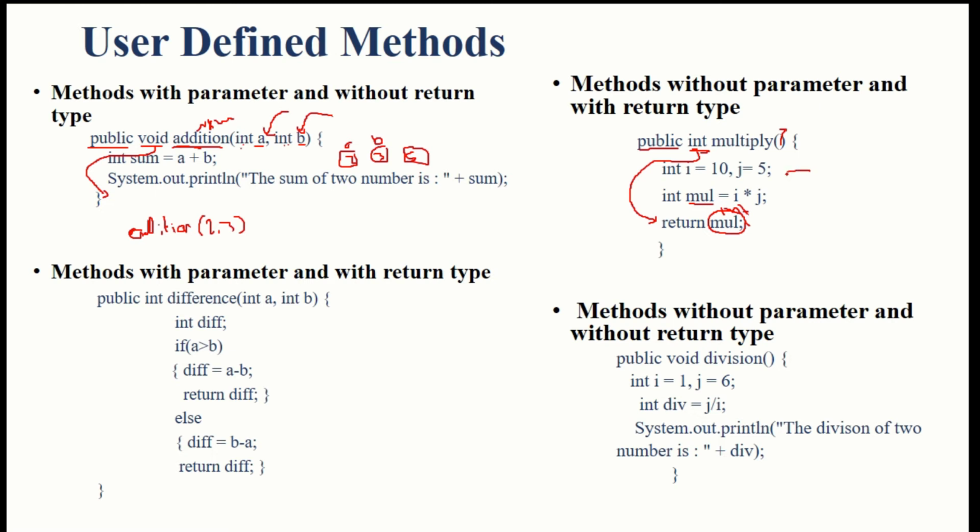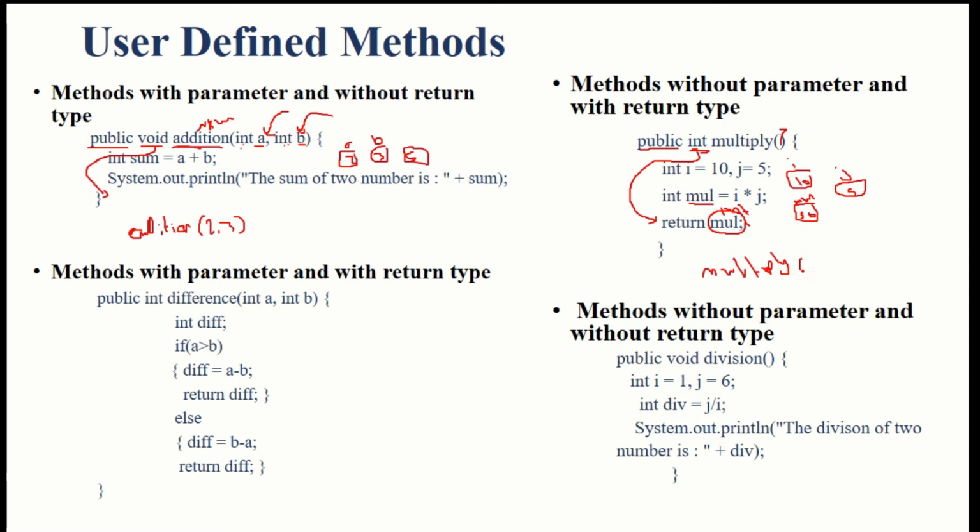So the function itself contains i and j, and i is equal to 10 and j equal to 5, and you calculate the mul here. The mul will be equal to what? i times j, which is equal to 50, and it will return it. So when you call the function, you call it by its name, multiply.